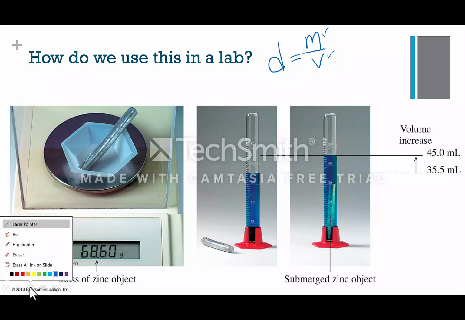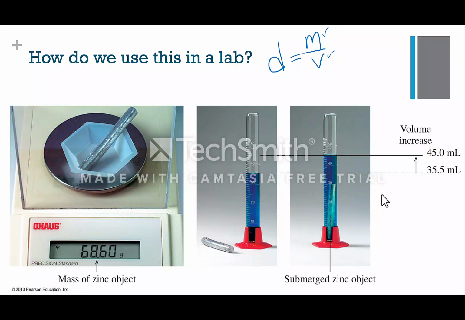So to determine the volume of this particular piece of metal, we're going to take the change in volume. So this triangle is known as a delta. It denotes change. So the change in volume is always going to be the volume at some final time minus the volume at some initial time. So final minus initial. Okay.